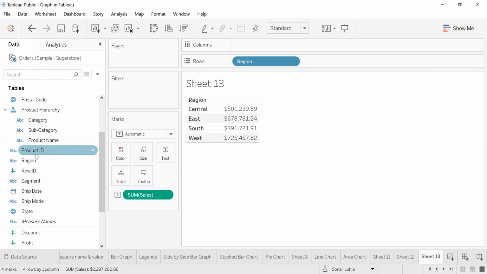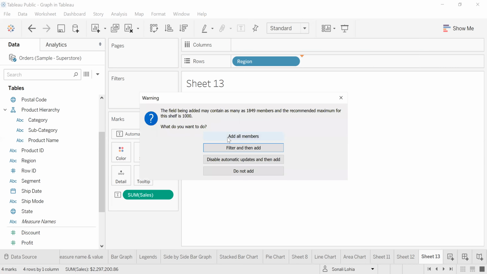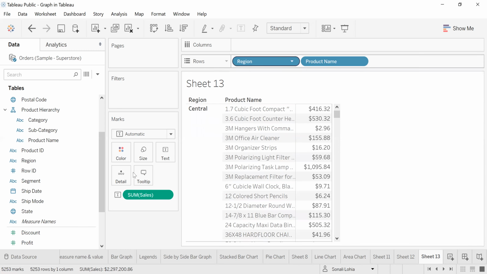As we bring in more columns, the granularity will keep on increasing, but the aggregation will keep on decreasing. Now it has aggregated with a lesser amount. If I bring some other column, it again aggregates the data at a lower level, and the granularity keeps on increasing. If I bring the product here, it is at a higher level of granularity.